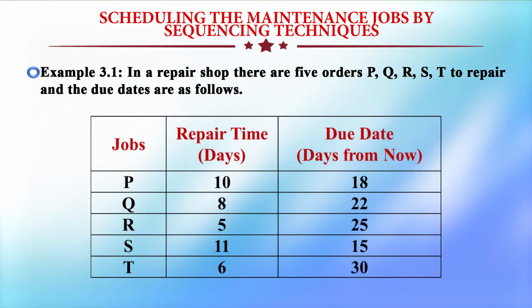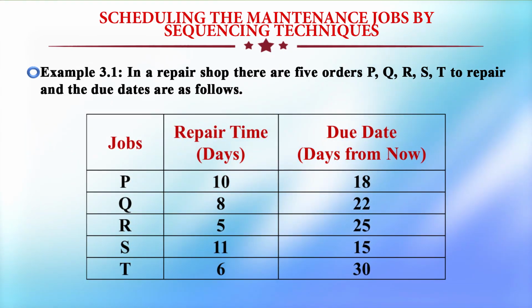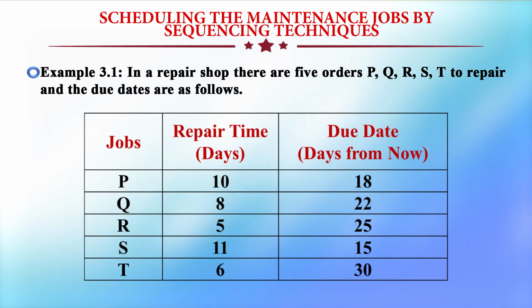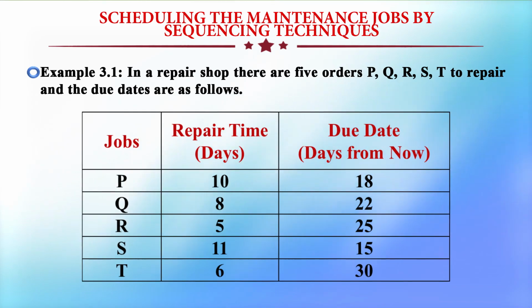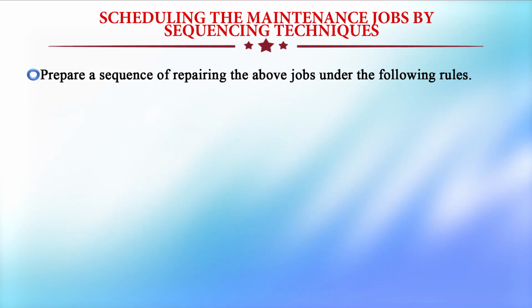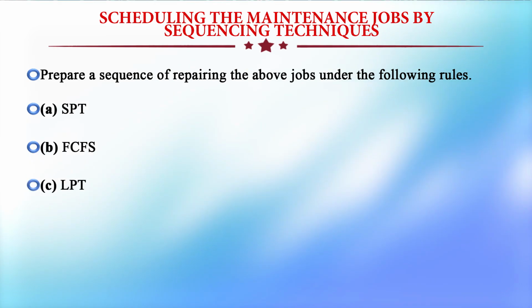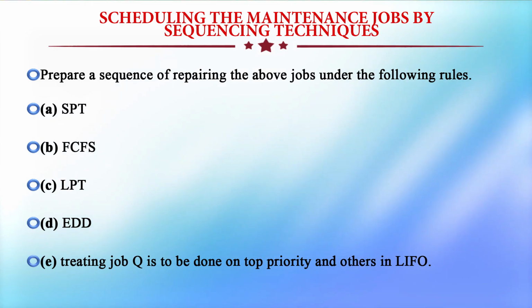10 days for P, Q 8 days, 5 days, 11 days and 6 days. Similarly, due dates are also given. So, in the table you can see that due dates and repair time in days have been given. So, prepare a sequence of repairing the above jobs under the following rules. There are various rules: shortest processing time, first come first serve, latest processing time, earliest due date, treating job Q as top priority and others in last in first out.